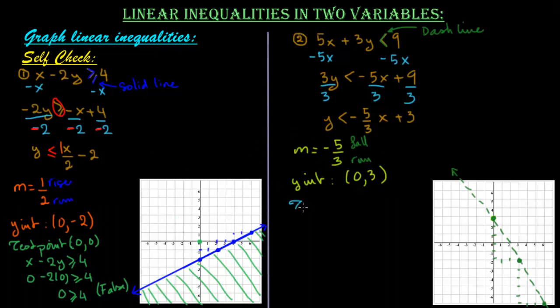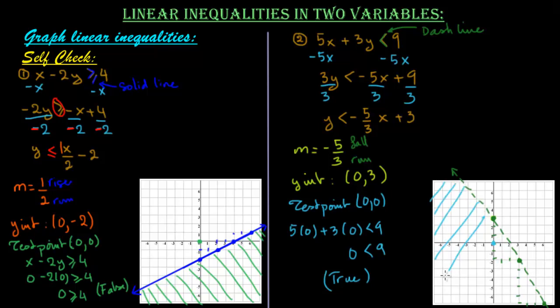Okay. So next step is, should we shade above the line or below the line? So we're going to use a test point. Let's say I choose the point 0, 0, since it's not on the line. So plug in 5 times 0 plus 3 times 0 less than 9. So 0 less than 9. That is a true statement. So we shade the area containing that point. So we shade the area below the line. And that's the answer for problem 2.